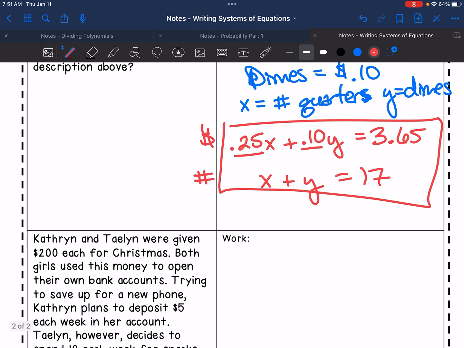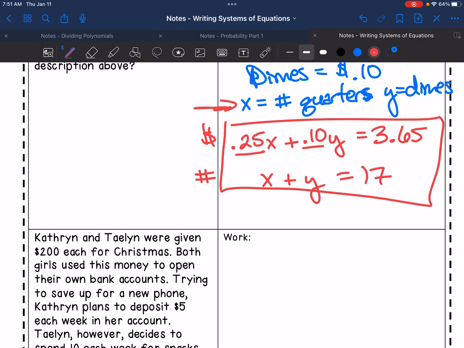Also helpful in word problems is identifying your variables. Write it down, that way you know what your X and your Y are representing. You don't always have to use an X and a Y. You could use whatever. I could have used a Q and a D to stand for quarters and dimes. The key is write it down so you know what it was meant for.